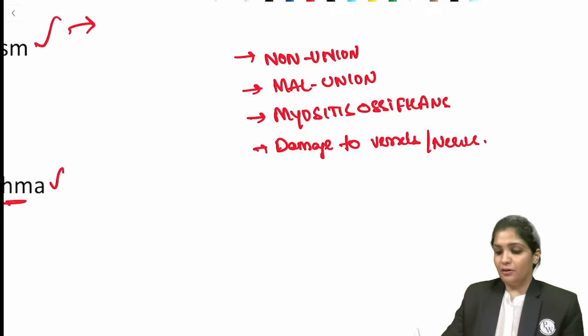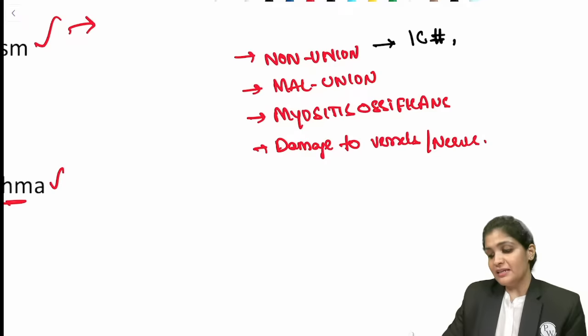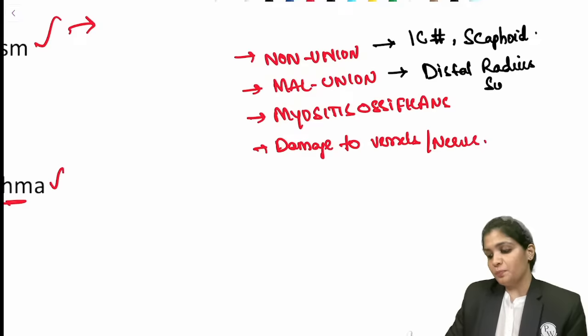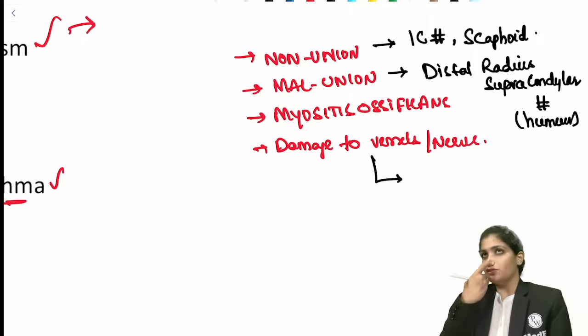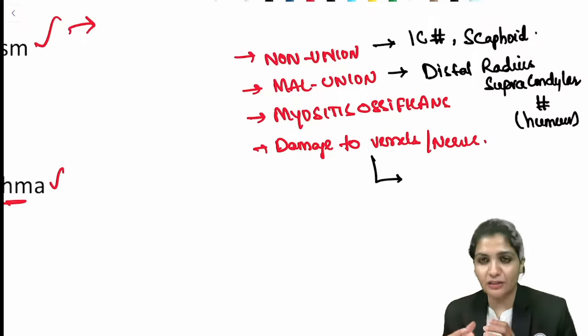So let's learn about non-union. So non-union is most commonly seen in IC fracture and scaphoid bone. These two are very much prone to non-union. Malunion is usually mainly seen in distal radius fracture, which will result in deformity, and your supracondylar fracture of humerus. Right, that is malunion.